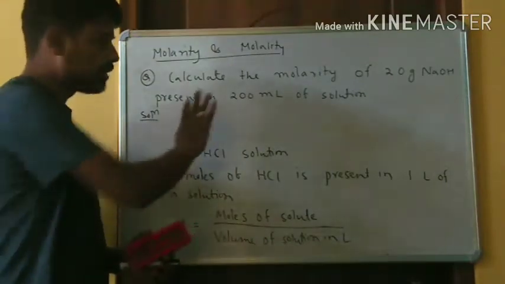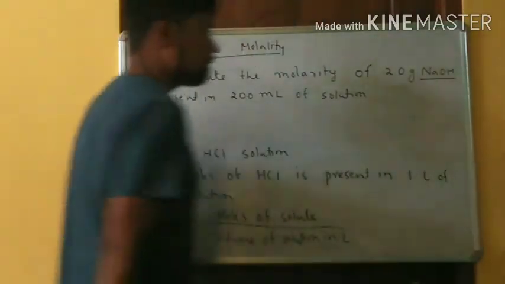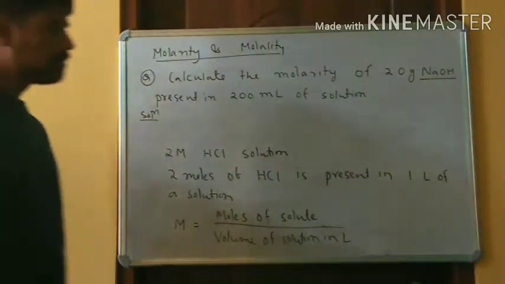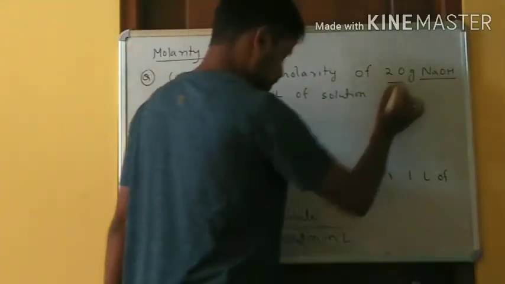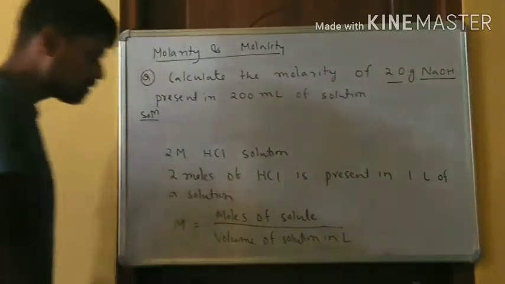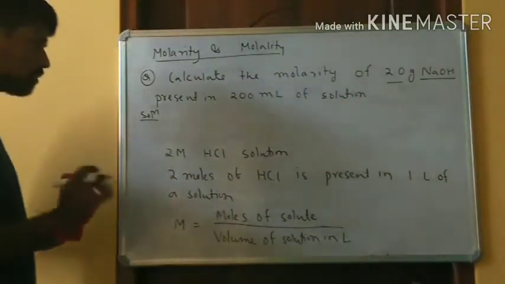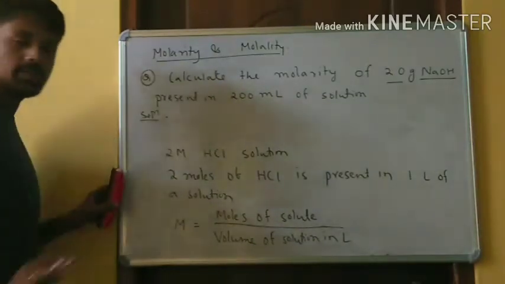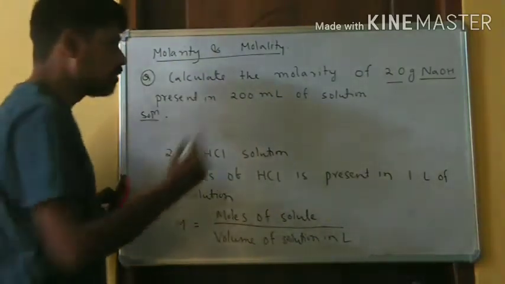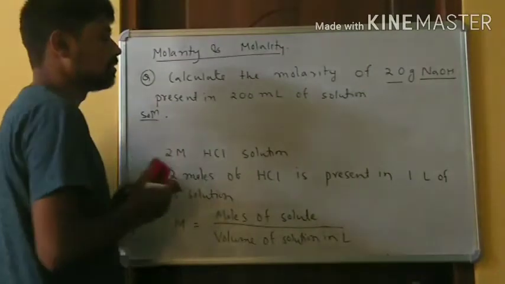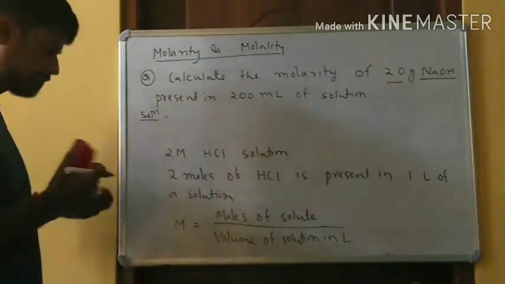What is the solute in this case? The solute is sodium hydroxide, and the mass of solute is given, but we have to first find the moles of solute. We know how to find the number of moles, so let us find the number of moles of NaOH.